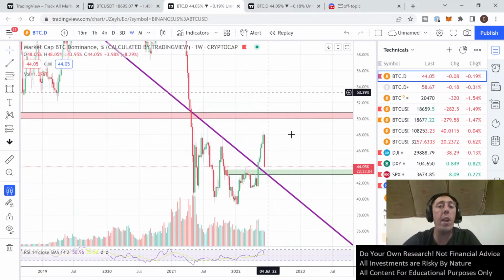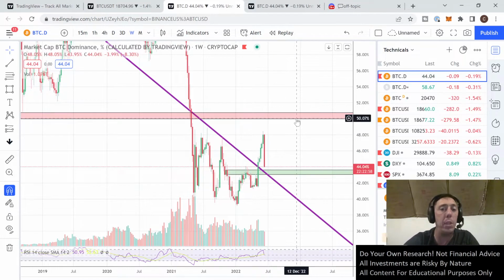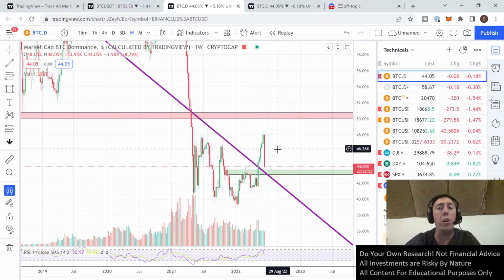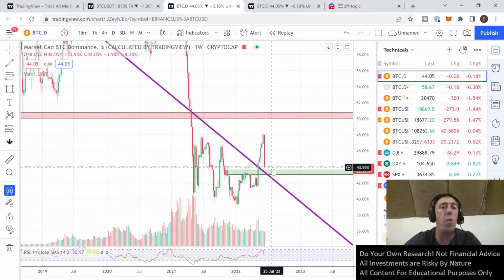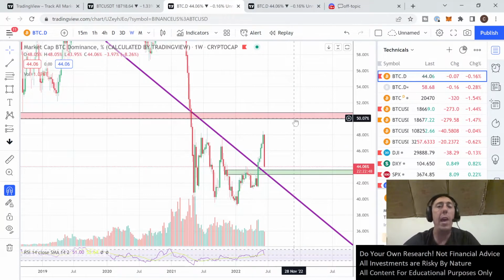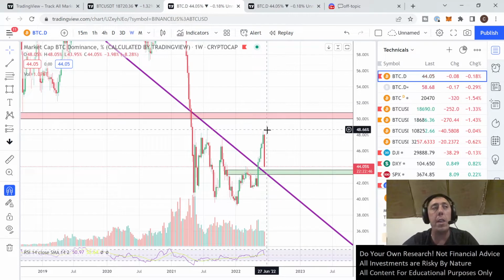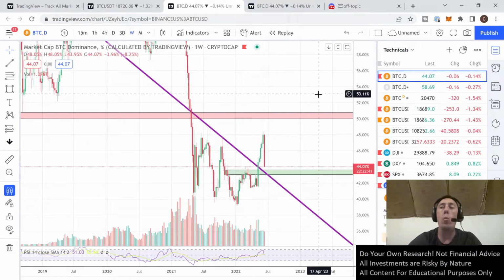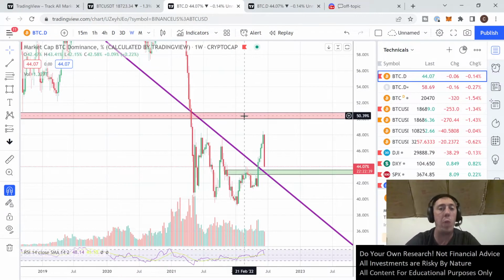Now, whether or not this is going to be some sort of a relief bounce from 17,000 up to like 30,000, right? That's possible. Or it may just be that alts just get slaughtered so badly that Bitcoin holds up relatively well, and essentially Bitcoin just basically bleeds up to the upside while alts just get absolutely wrecked. Okay.